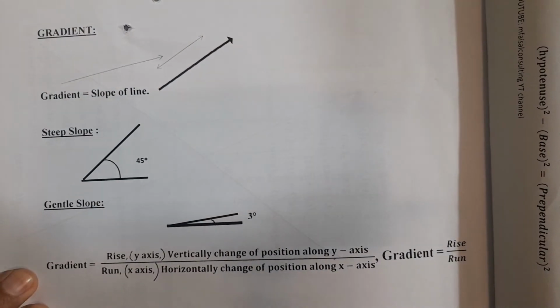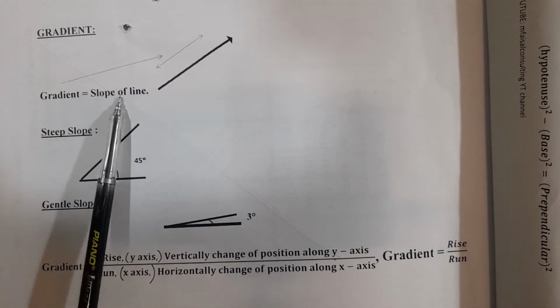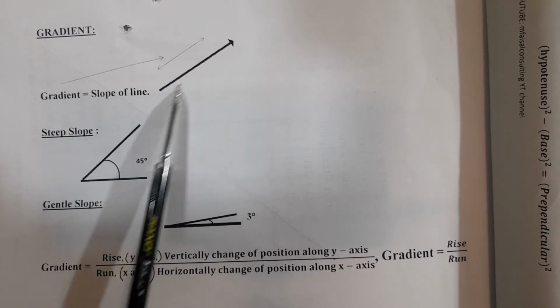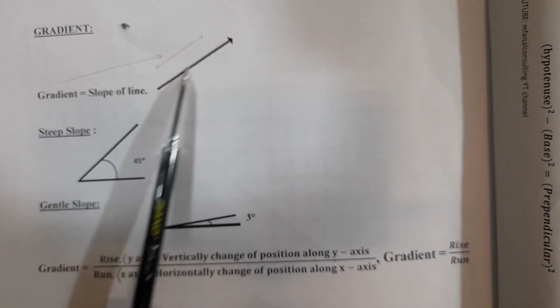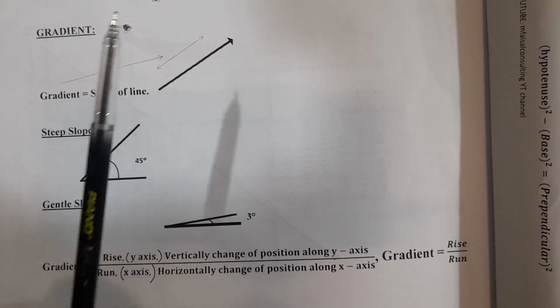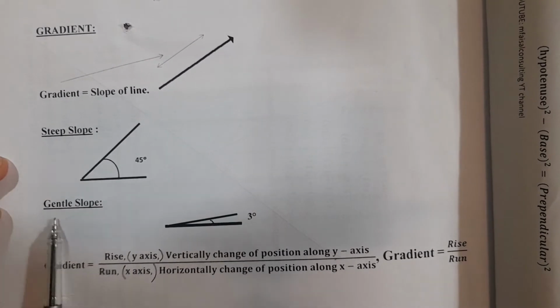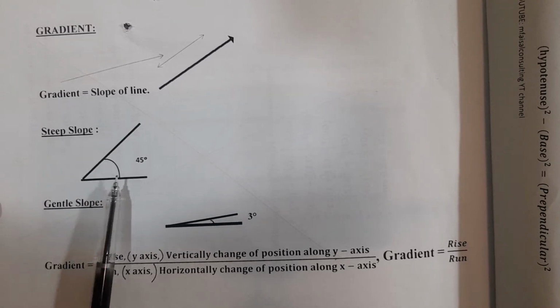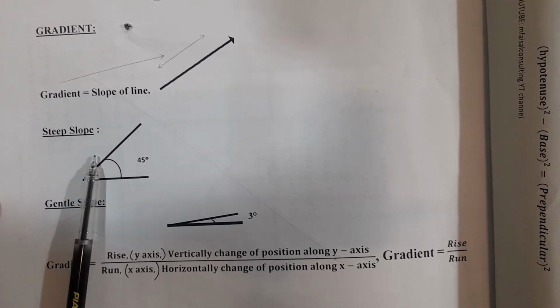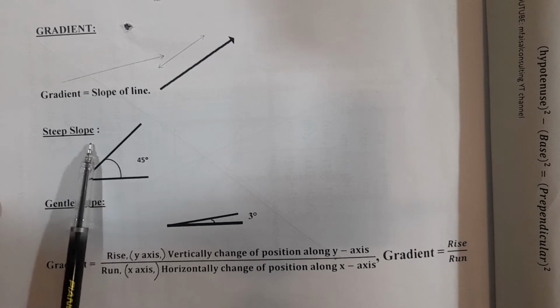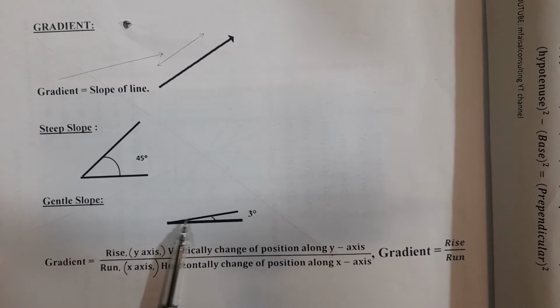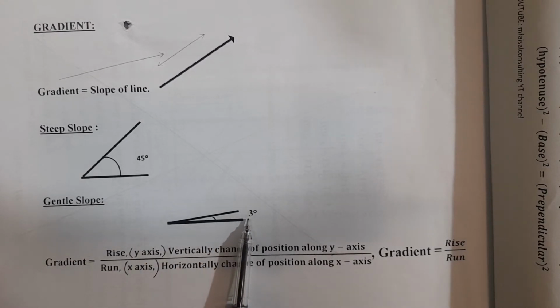Now we will be talking about gradient. Gradient is basically the slope of a line. The lines that are present in a graph have some slope, and there are two types of slope, steep slope and gentle slope. Steep slope has an angle of like 45 degrees, 60 degrees, 75 degrees, 85 degrees. Gentle slope has an angle measurement of 3 degrees, 4 degrees, 5 degrees, 7 degrees.